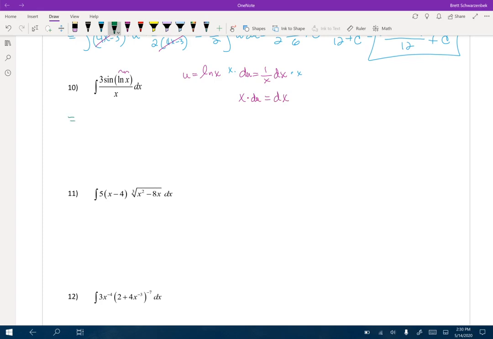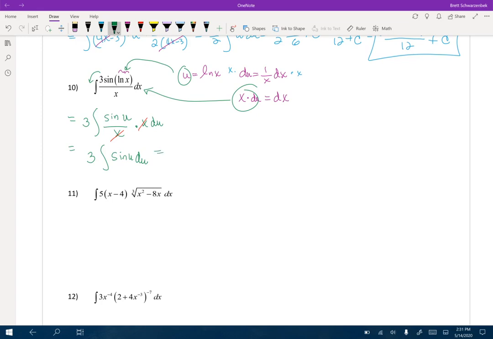We have a 3, interestingly enough, that is just going to go right to the outside in the beginning. It's a constant. It's just sort of hanging out there. We don't know why it's there, but we're going to move it outside. We have a sine, which isn't moving anywhere. The natural log of x converts to u, so sine of u. We have an x that's floating here, and then our dx becomes x du. All right, if you look closely, our x's cancel out, and we end up with 3 integral sine u du.